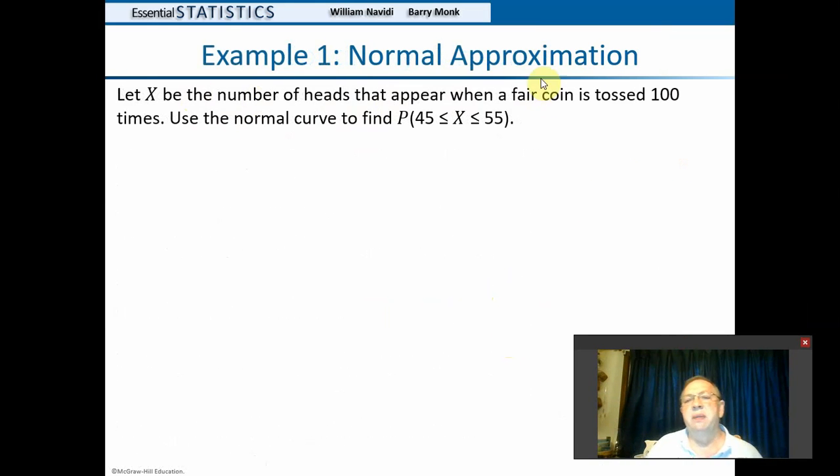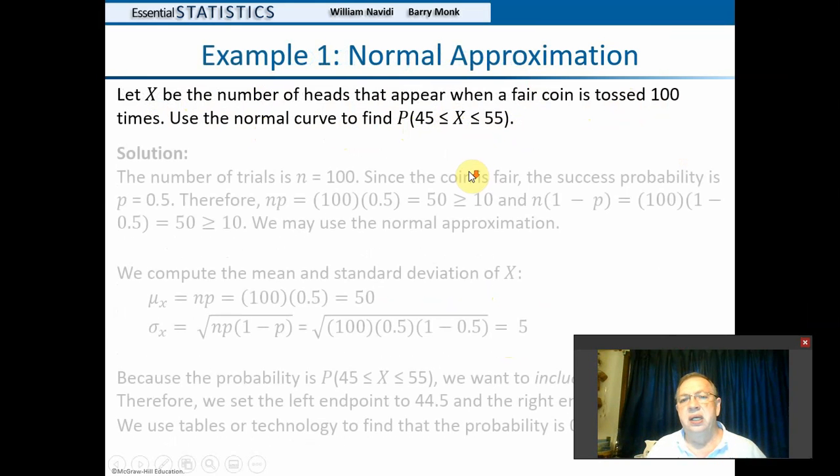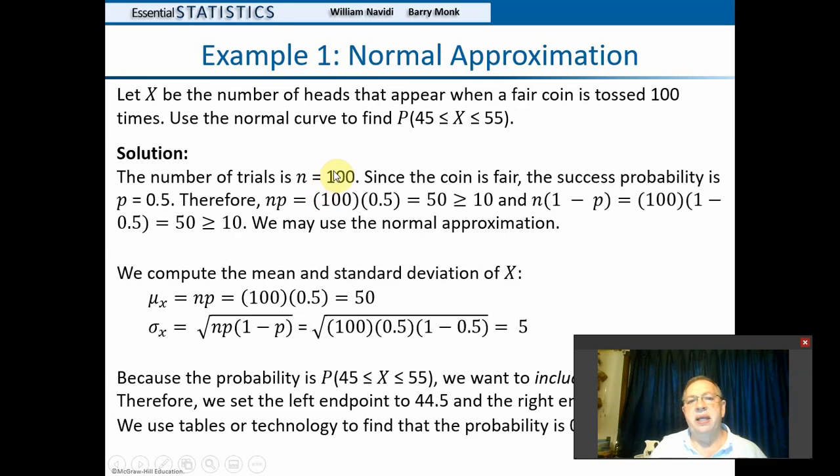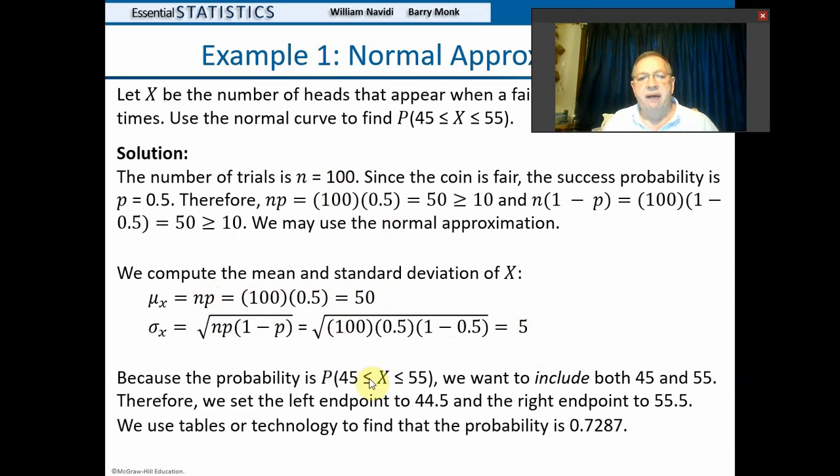So let x be the number of heads that appear when a fair coin is tossed 100 times. Use the normal curve to find the probability that 45 is less than or equal to x, less than or equal to 55. Our equals are included. So when I go through, here's my n times p, that's the mean. 50 is expected. The standard deviation, square root of np(1 minus p), gives me 5. I've got these included, so I want to include the 45 and the 55. So I'm going to back this off to 44.5, extend that out to 55.5, and then do my technology to find the probability of 0.7287.